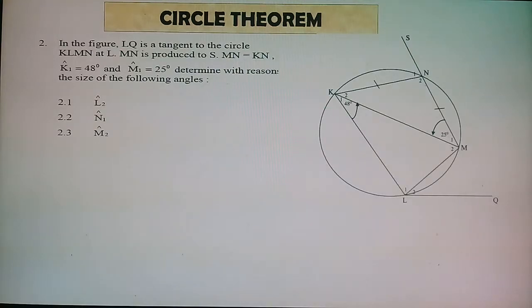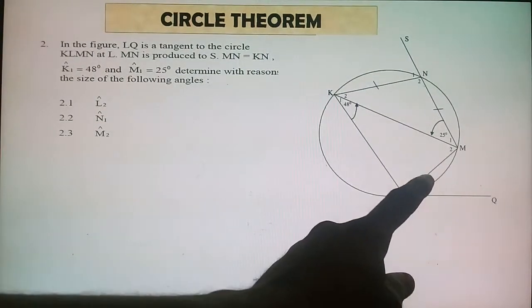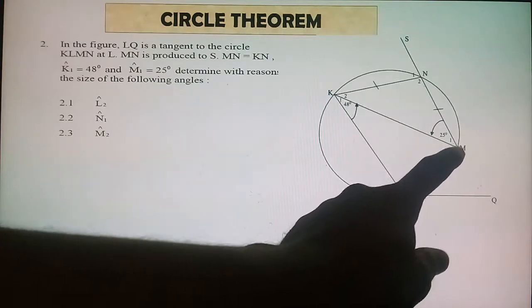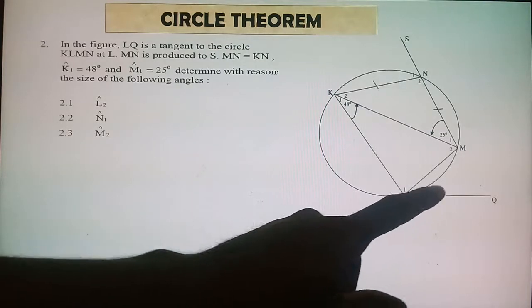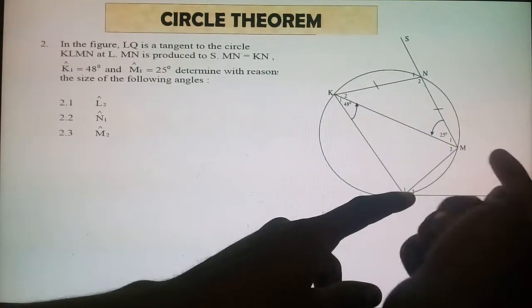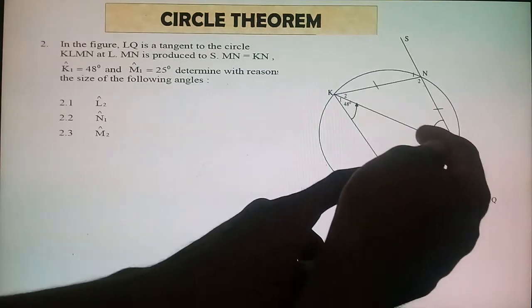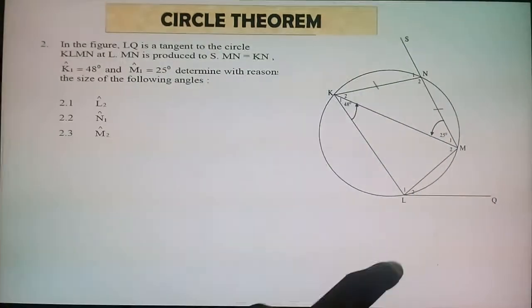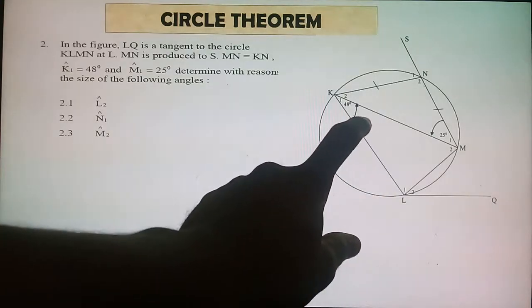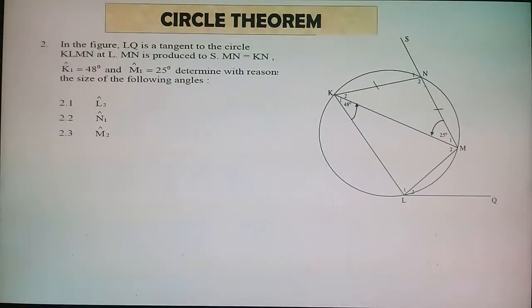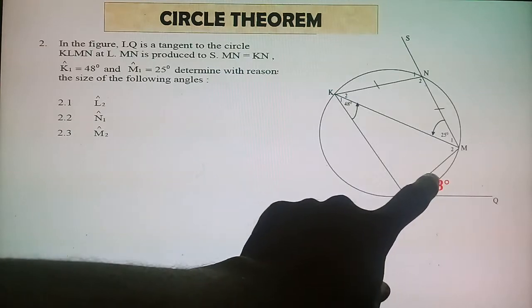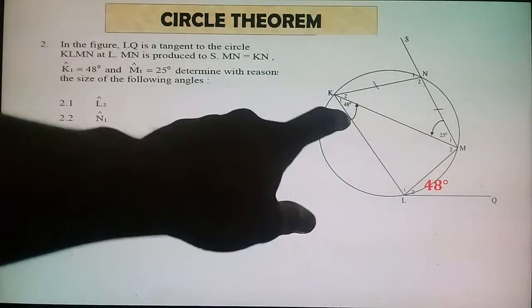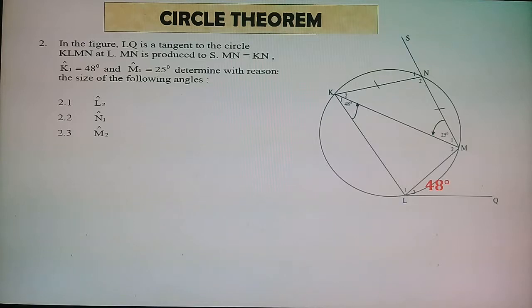We know that the angle between the tangent and the chord is equal to the angle subtended by that chord in the alternate segment. We're talking about this angle, and this is our chord, so this is our alternate segment. It means L2 is equal to 48 degrees. The reason: tan-chord theorem. Wow, how nice. We have that one equal to 48 degrees, and that one equal to 48 degrees as well.